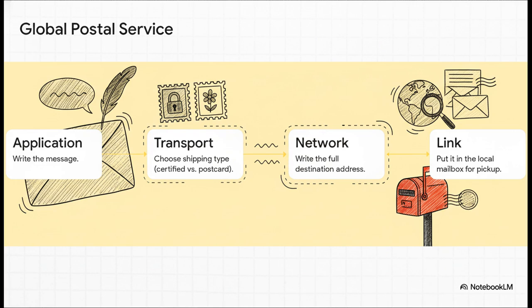The absolute best way to picture this is to think of a global postal service. You start at the top, right? That's the application layer, where you write your email. Then the transport layer steps in and decides how you're going to send it. Do you need tracking and delivery confirmation like certified mail, or is a simple postcard good enough? Next, the network layer slaps on the full destination address, and finally, the link layer handles that very first step of the journey, just getting it to the local mailbox for pickup. See? Each layer has just one job.